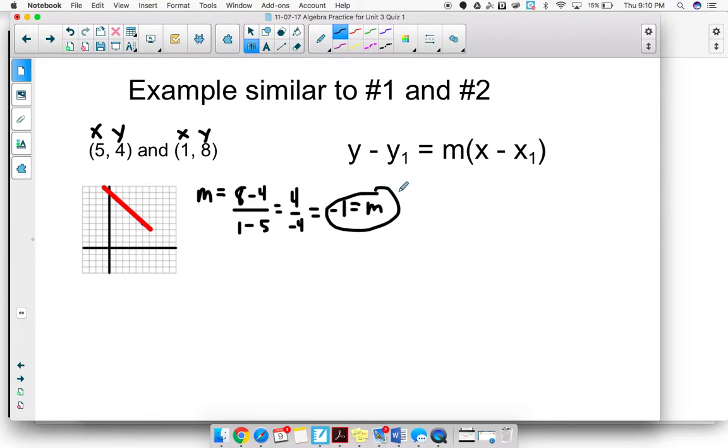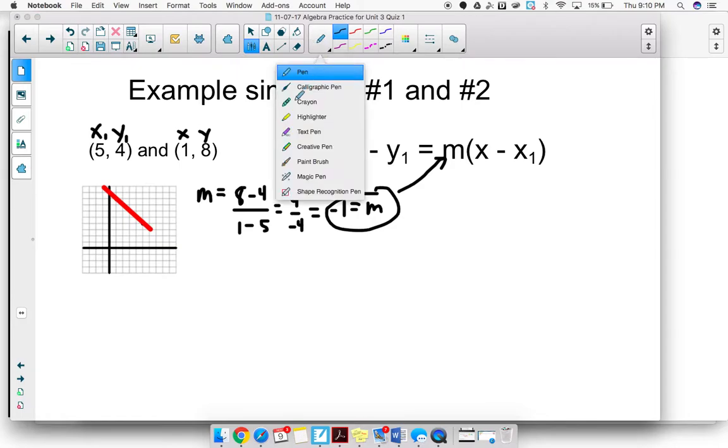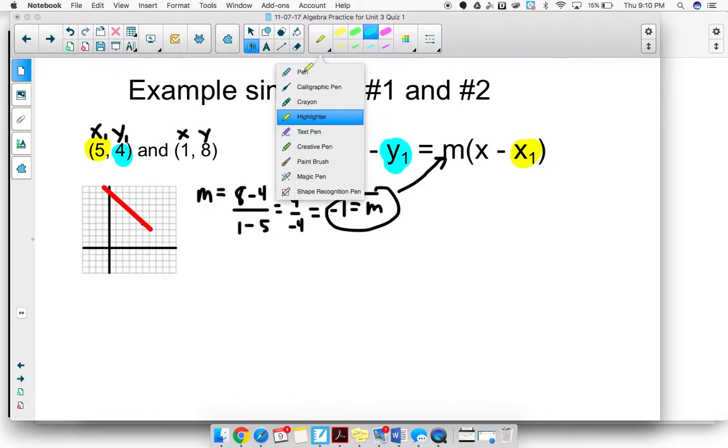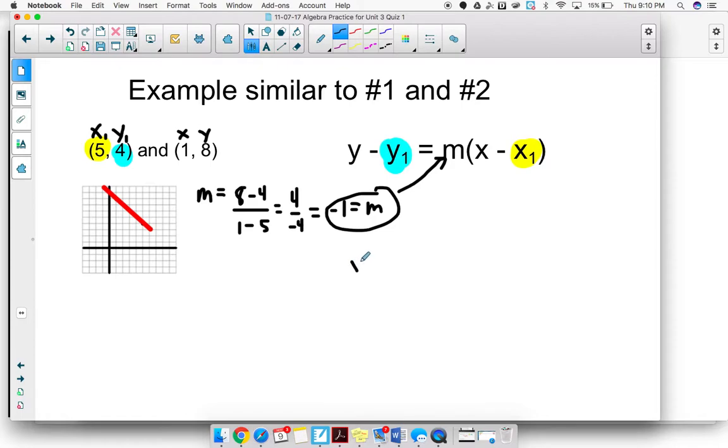Okay, that number is going to get plugged in right here. Again, it doesn't matter what you pick for x1 and y1. I'm going to pick the first ordered pair for x1 and y1. So when we go to substitute in, this 5 is going to get filled in right here, and the 4 is going to get filled in right here. All right, so we're going to have y minus the y value from this ordered pair. So y minus 4 equals our slope of negative 1 times x minus the x value from this ordered pair, which is 5.